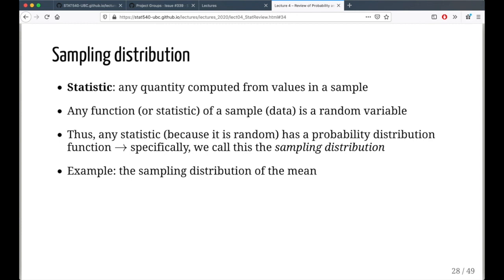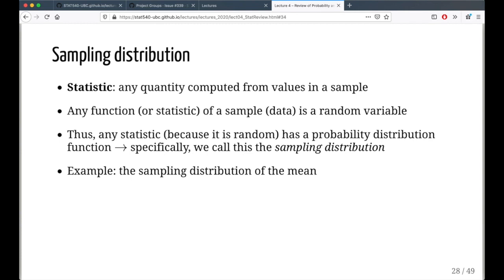Since our sample values are random, they're random variables, and anything that we compute from those observations, including a statistic, is also random. So any statistic is also itself a random variable. And because it's a random variable, it also has an associated probability distribution, just as any random variable has. Specifically, for the probability distribution of a statistic, we call this a sampling distribution, since we're computing it from a sample.